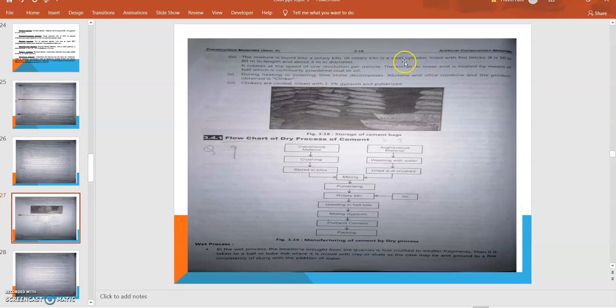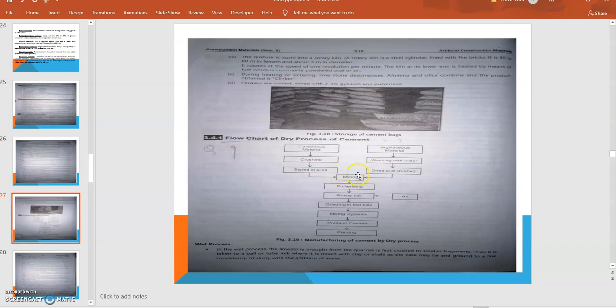The rotary kiln is a steel cylinder lined with fire bricks. It is 50 to 80 meters in length and 3 meters in diameter. During the heating or sintering, limestone decomposes, alumina and silica combine, and the product obtained is clinker. In preparation, the alumina and silica are added, and gypsum is also added along with the water. The percentage is about 2 to 3% of gypsum.